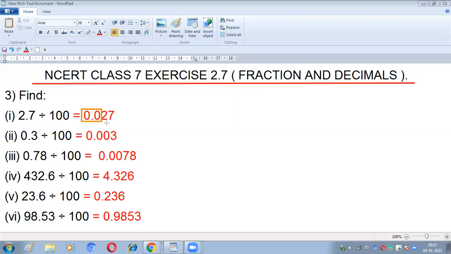Let me show you the clear answers. 0.027 is the answer of the first bit. 0.003 is the answer of the second bit. 0.0078 is the answer of the third bit. 4.326 is the answer of the fourth bit. 0.236 is the answer of the fifth bit, and 0.98553 is the answer of the sixth bit. So by this we have completed question number 3.